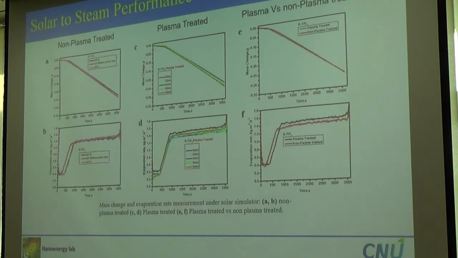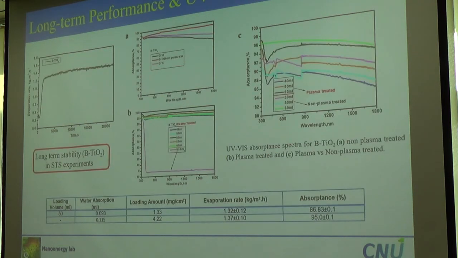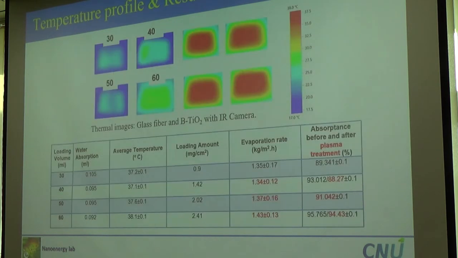The next one is plasma versus non-plasma treatment. Here you can see the difference: the evaporation rate is 1.3 and 1.4. So plasma really helped the hydrophilicity of my material. The next one is the long-term stability and absorption spectra. Here you can see the results. Before plasma treatment, the absorptance is 93%, but after plasma treatment it is 88% and 91%, and the maximum is 94%.